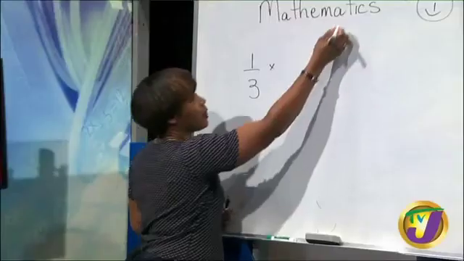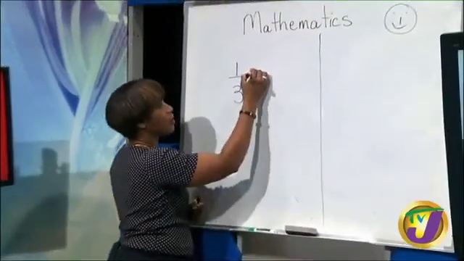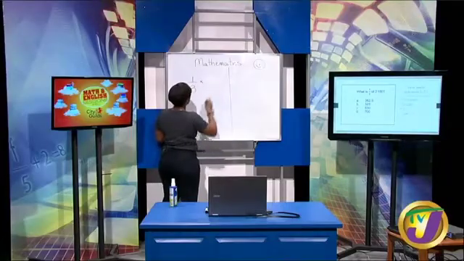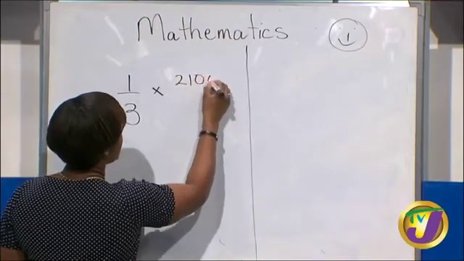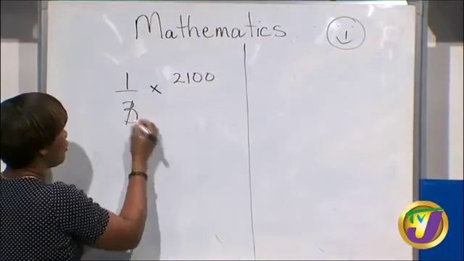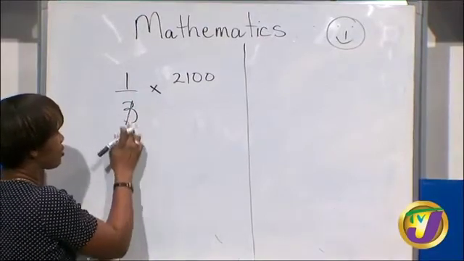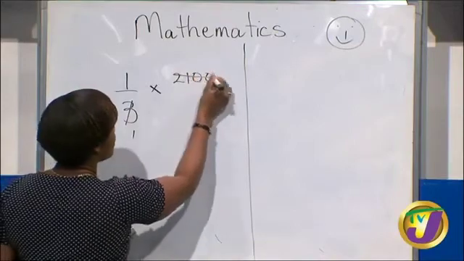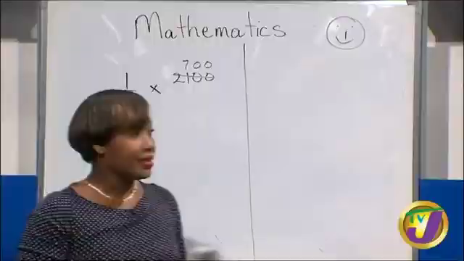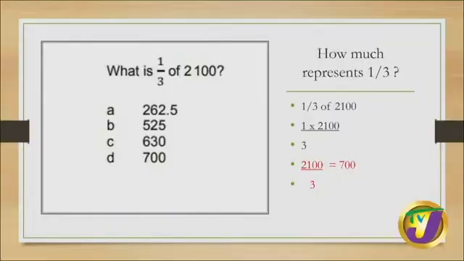So it's 1/3. I'm going to partition my board today because I plan to use it. So it's 21. It's important that I line up my things properly, I always tell you. So we want to simplify as best as possible. We're going to factor out 3 out of the numbers that are there. 3 into 3, 1, 3 into 21, 7, 3 into 0, 0, that's 700. So your answer is 700. So what does that mean? 1/3 of 2,100 is 700. So in this particular question, D would be your option.